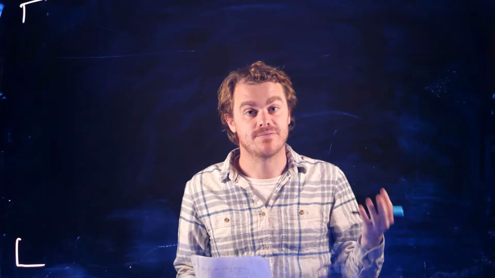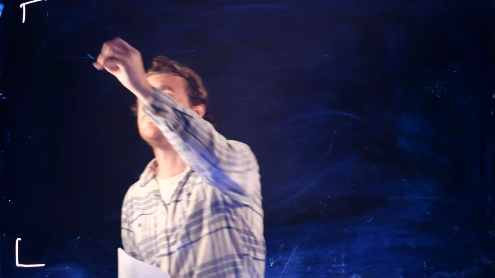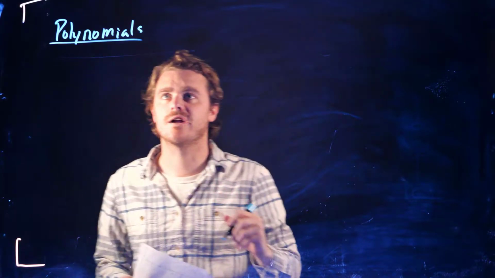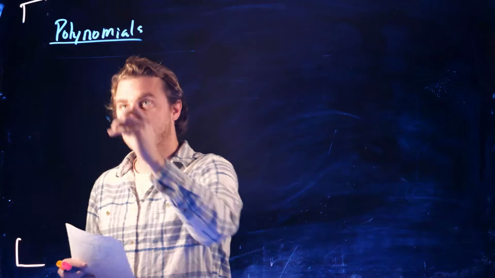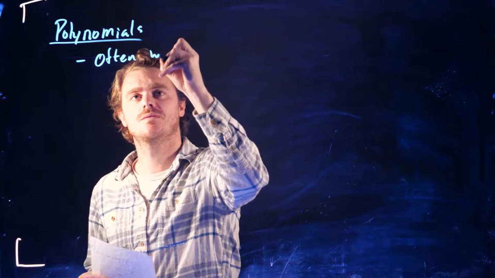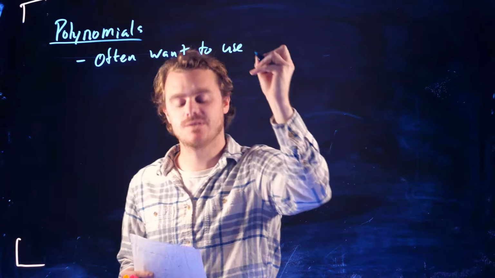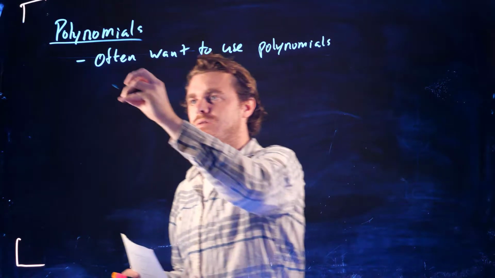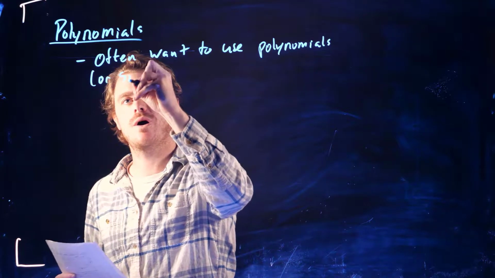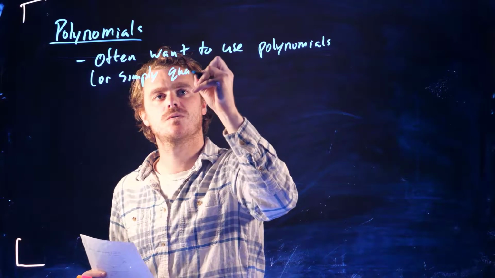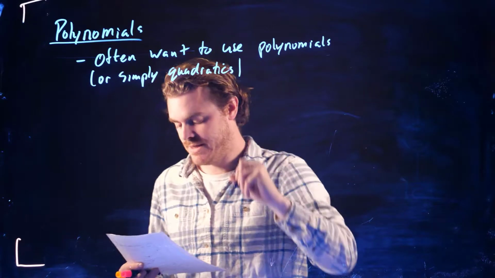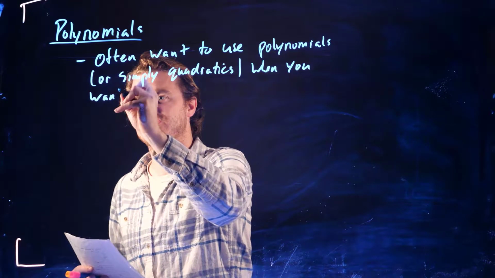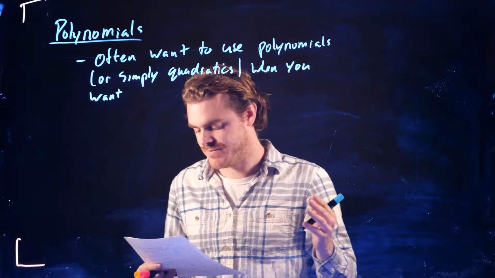So now let's turn our attention to a different modeling technique in the use of polynomials. The most common polynomials we're going to see are going to be quadratics. So we often want to use polynomials, usually quadratics or simply quadratics, when you want to represent a certain kind of relationship between the two variables.